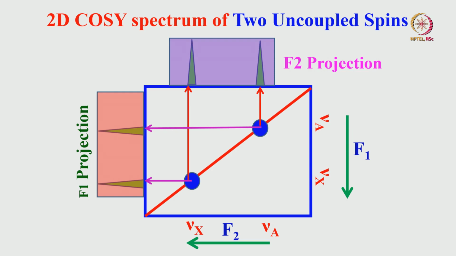That means whatever you take, a one-dimensional spectrum of these 2 uncoupled spins, 2 molecules, let us say water and CaCl3, which are not coupled at all, they are 2 different molecules. Take the NMR spectrum of it.